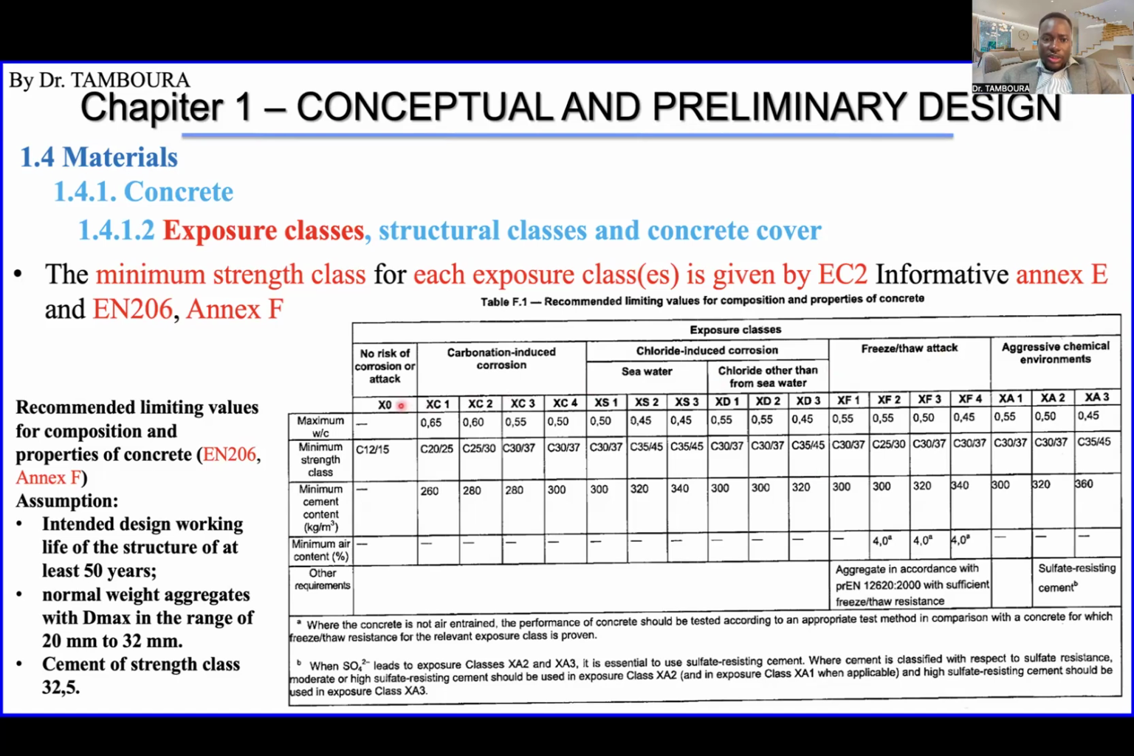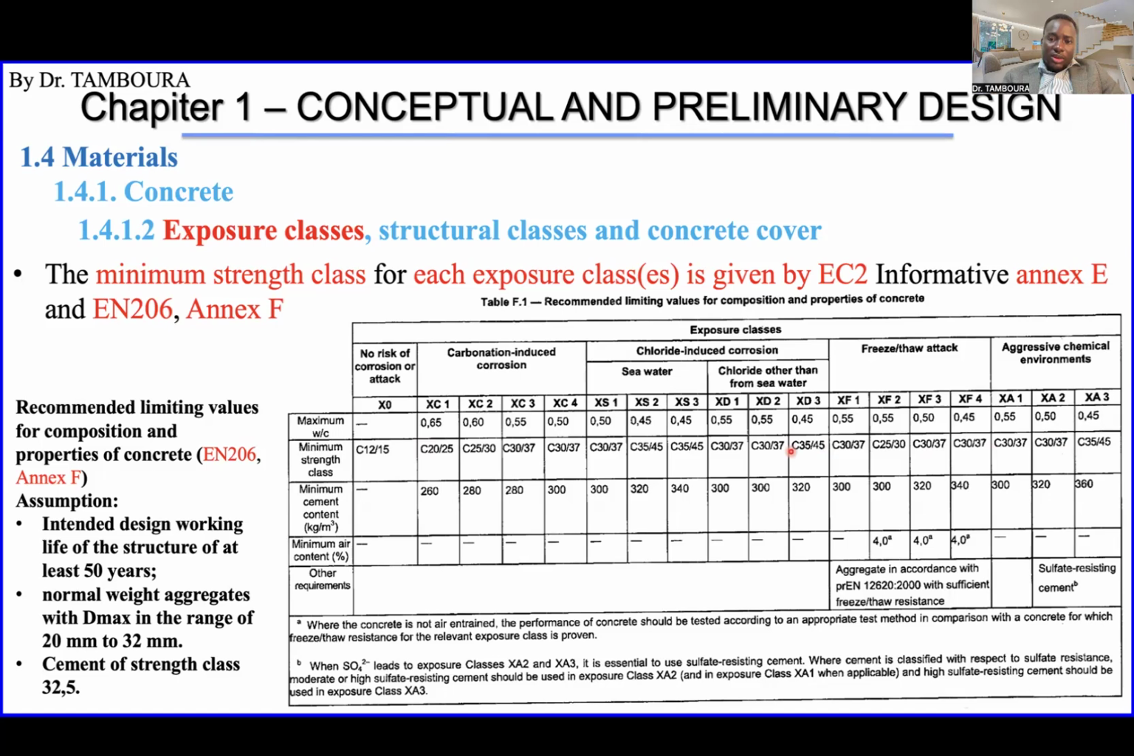Okay, if you did understand what we talked about last time, the different classes of exposition, then remember that for each class of exposition, there are some requirements for minimum water cement ratio, minimum strength of concrete, and this can be tested, and minimum amount of cement in kilogram, and air content, and some other requirement. This is what it means. So this table, you should know it, and I will explain the meaning of this soon.